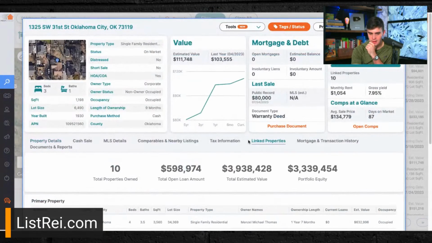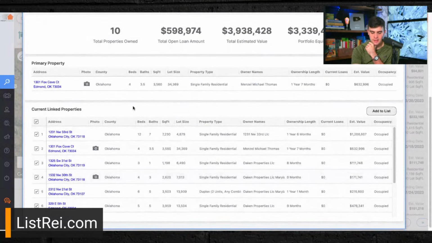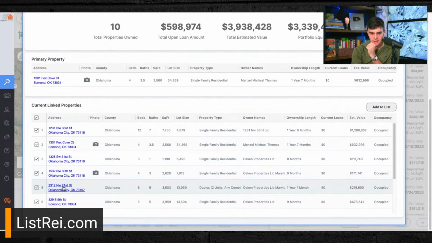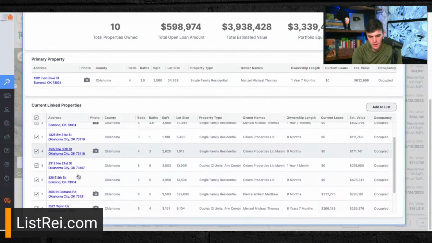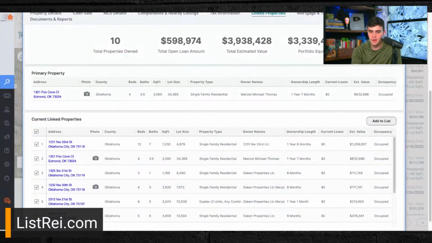Let's go to this guy. This guy owns 10 rentals. Okay, now this is cool too, because you could see a lot of these rentals are in the 73118 area code. I just see them all over the board for this guy, but 73430 is another one. He has some rentals on, right? He has $3.3 million in equity.